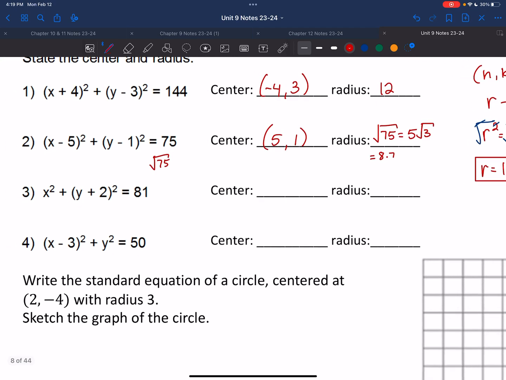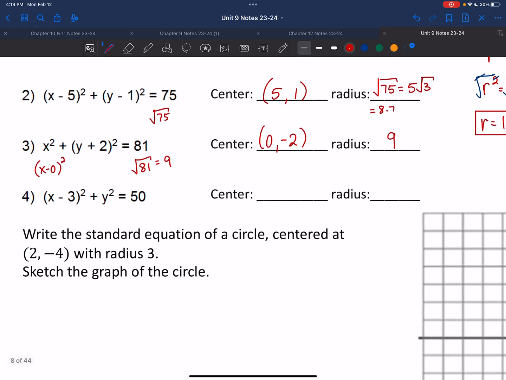Next one, it says x squared. There's no number with it. That's the same thing as like x minus 0 squared, right? So my coordinates for the center are going to be 0 and then -2, because I have a +2 in the equation. My radius is going to be the square root of 81, which is just the same thing as 9.